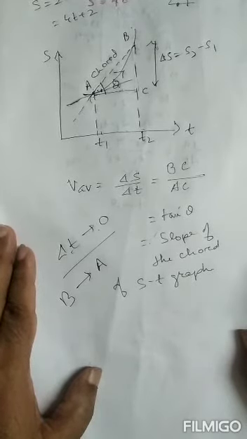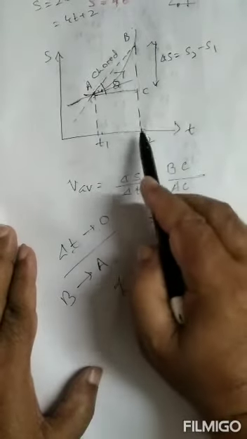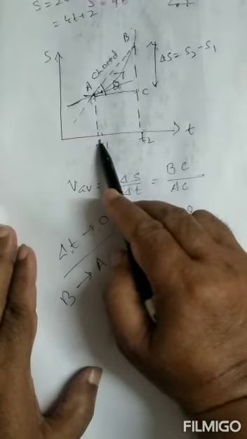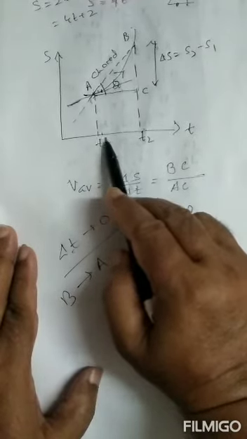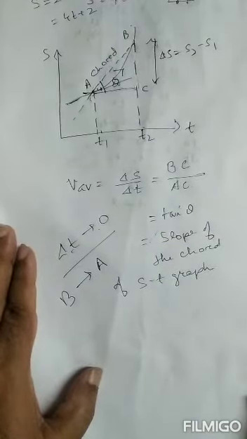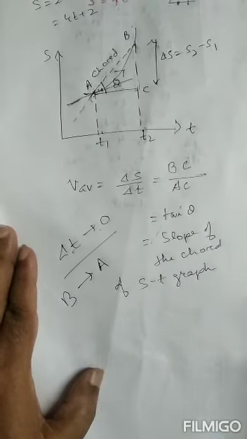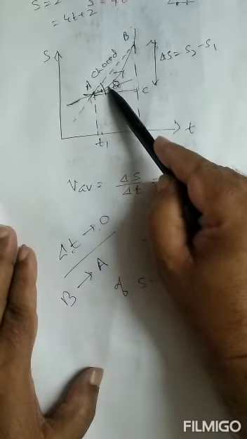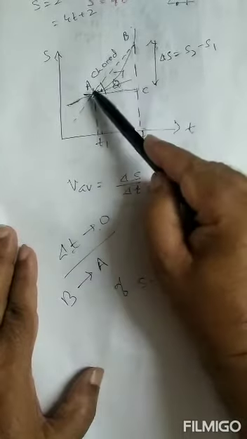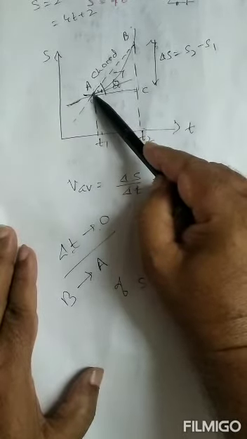Time interval should be 1.0001 seconds. That means this T2 will be very close to T1, because in the graph it is not possible to represent the point separately, which is slightly away from T1 at an interval of 0.0001. So under that situation, B comes very close to A and this chord becomes the tangent at the point A. Because B point almost superimposed, not exactly.